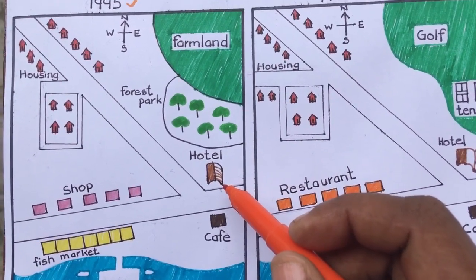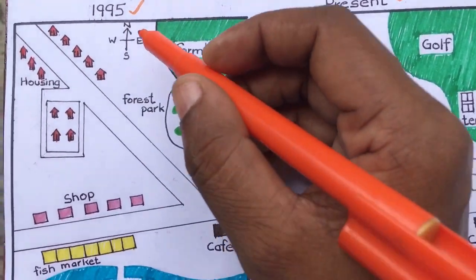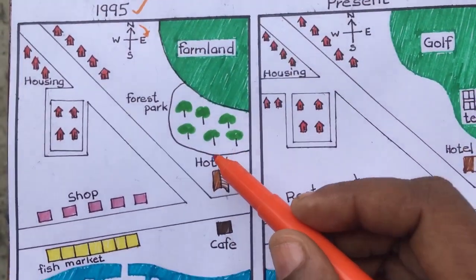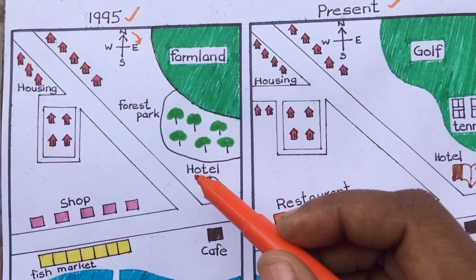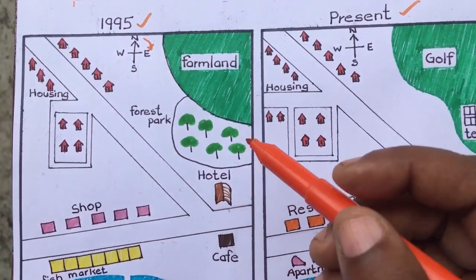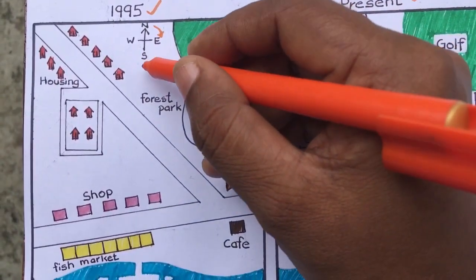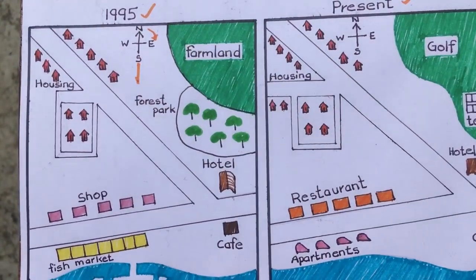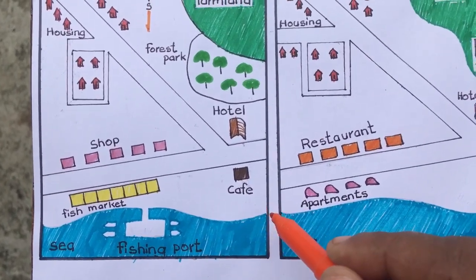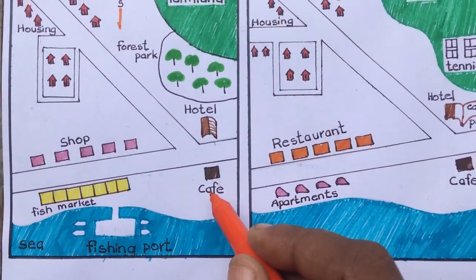While situated in the northeast part of the village, there is a farmland and a park with the trees. Okay, northeast part, what is there in the northeast? On the southern part you can see a fishing port and fishing market and everything, and next to the fishing market there is a cafe.